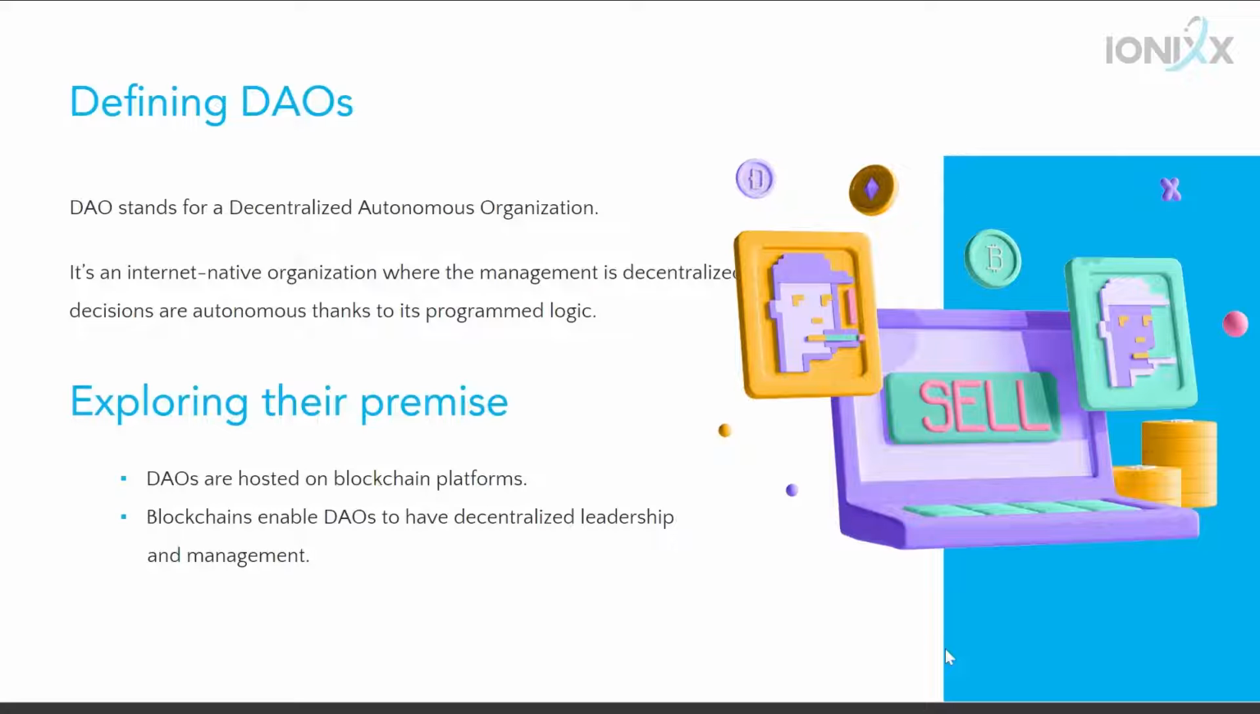So a DAO stands for a Decentralized Autonomous Organization. It's an internet-native organization where the management is decentralized and the decisions are autonomous thanks to its programmed logic. What that means is that we take the management layer of some logic. So let's say you have a boardroom where there's 6 decision makers. And what happens is that the boardroom gets an input.